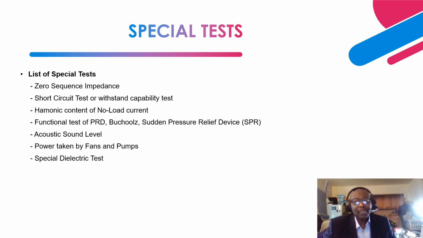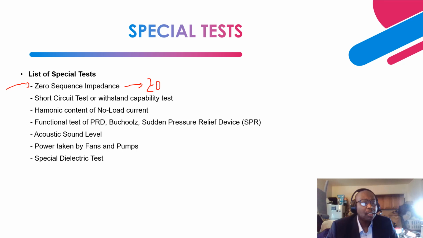Now let's talk about a special test that can be performed on a power transformer. And the first one is the zero sequence impedance, shown by Z0. And what is the purpose of the zero sequence impedance?